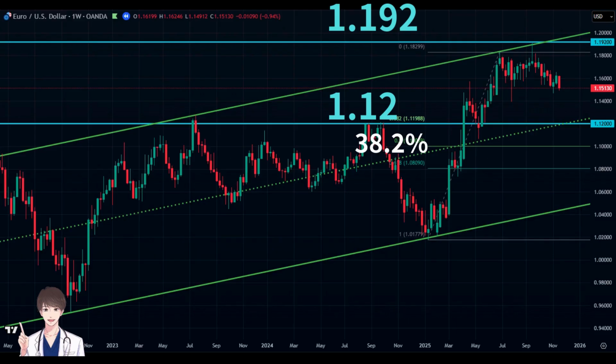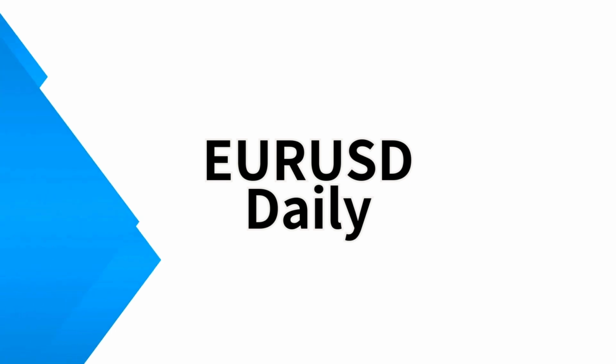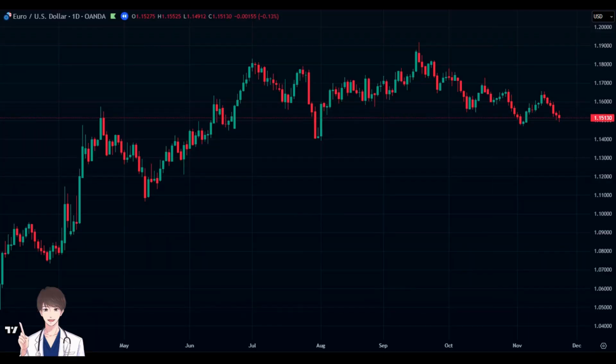Now, let's move on to the daily chart. Here, we focus on recent price action.